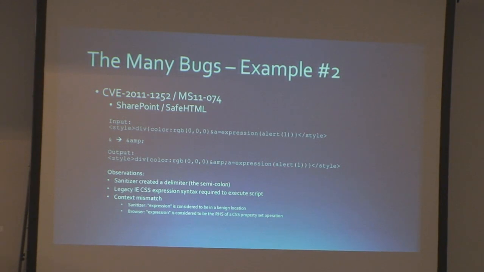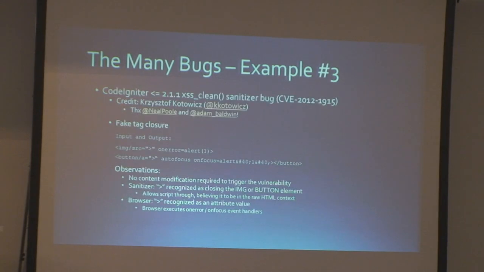in this style element. What happens is, the sanitizer comes along, and for some reason it decides to HTML encode this ampersand here, and lo and behold, you get ampersand AMP semicolon. The semicolon happens to be a delimiter in CSS. So the sanitizer has inserted this delimiter, and all of a sudden the expression becomes the right-hand side of a CSS property set operation, and that will end up executing script in the browser. That's pretty nasty. So the primary interesting thing to notice here is that there's this mismatch between what the sanitizer sees and what the browser will eventually see. In this case, it's due to this modification that the sanitizer made to the markup.